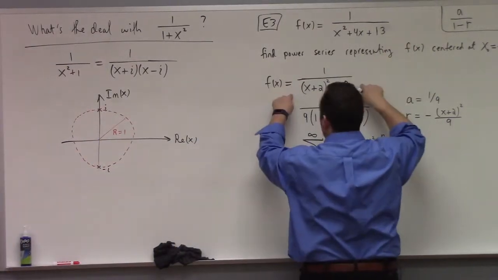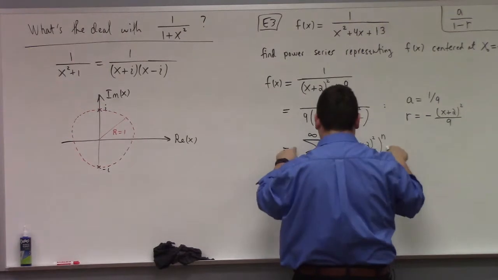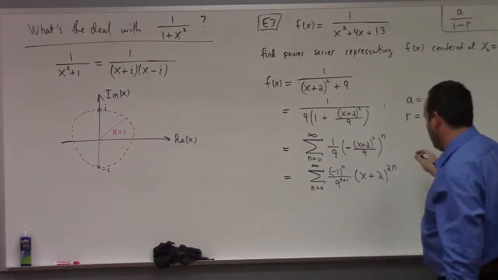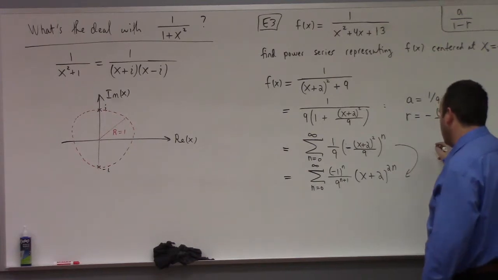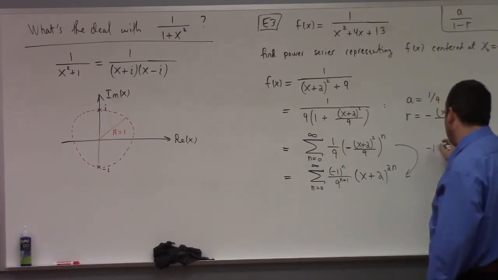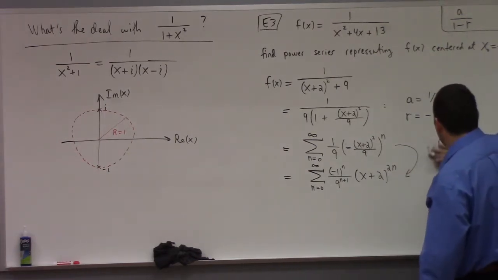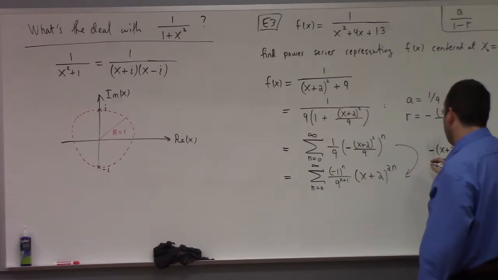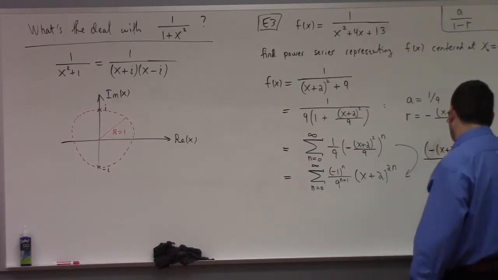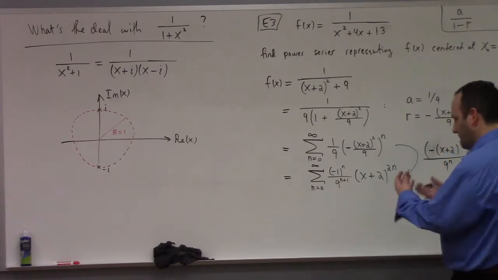This one to this one? This one to that one. Okay, so laws of exponents pretty much. So minus 1, minus times x plus 2 squared, to the n divided by 9 to the n would be my first step, perhaps.